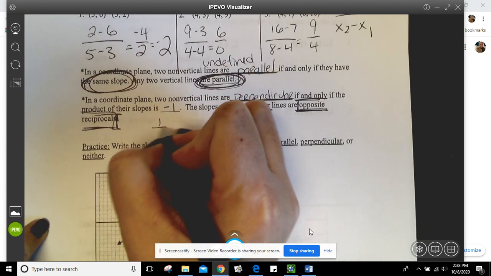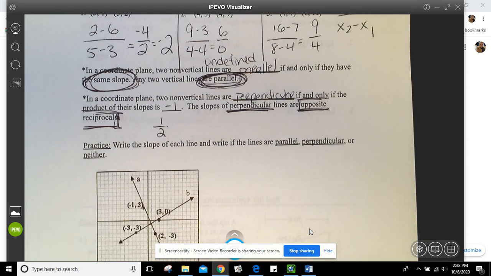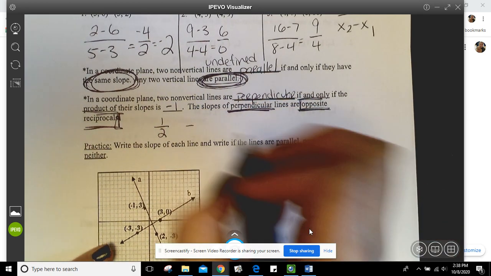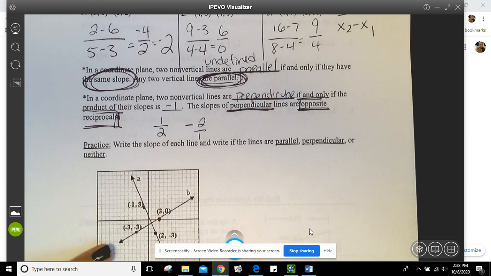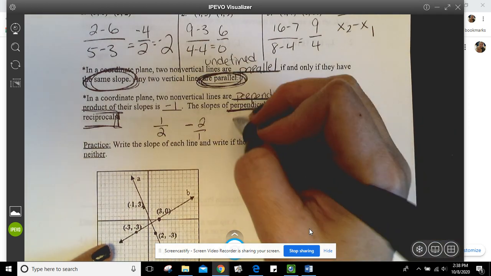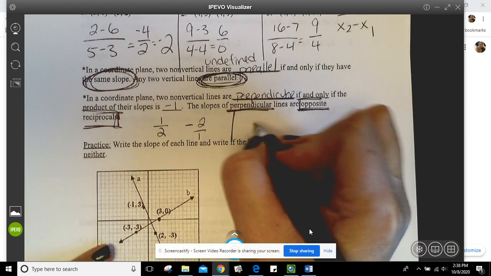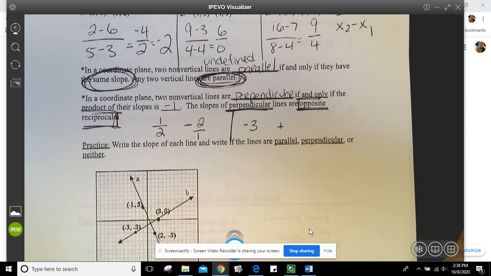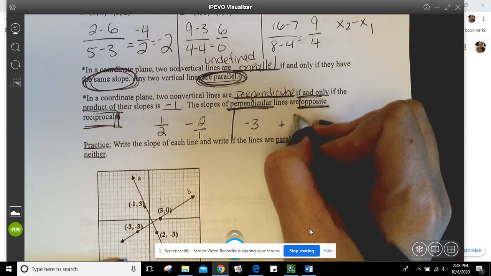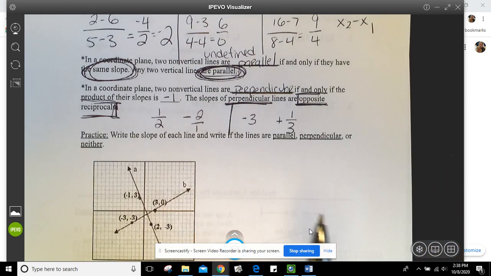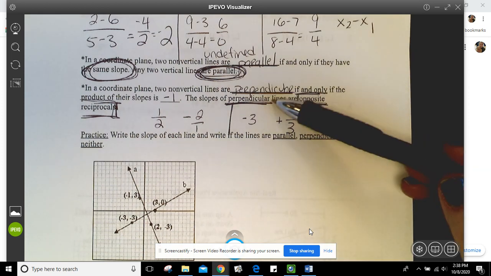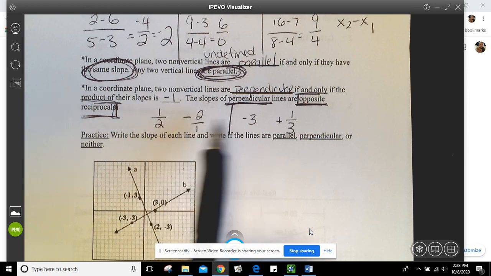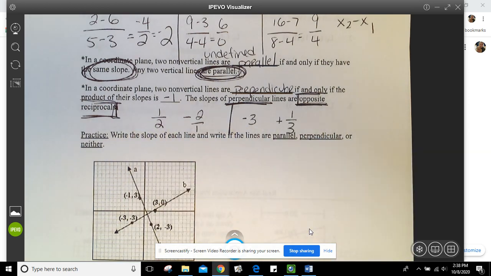So if I had the slope 1/2, since this is positive, opposite would be negative, and then reciprocal means flip. So if I flip that over, I get 2 over 1. Same thing, if I had -3, opposite would be positive, and then flipping it, I would get 1/3. So if they're perpendicular lines, they are flipped, which is reciprocals, and they are also opposite signs. One is positive, one is negative.